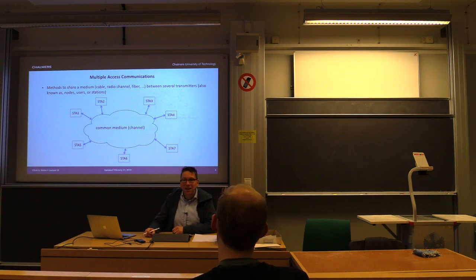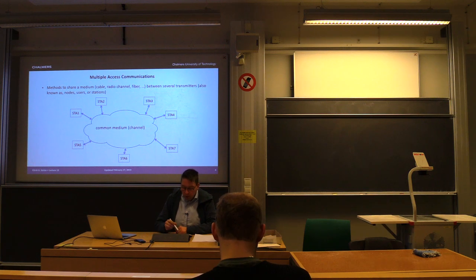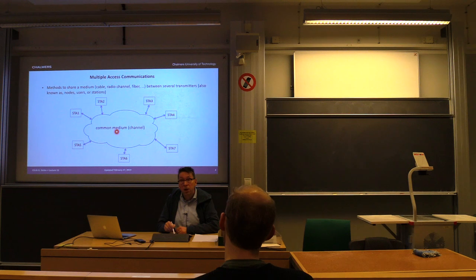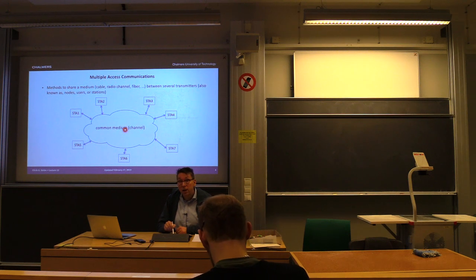Anyways, I think you get the idea, right? So we have many transmitters, a shared medium. How should we organize all these transmissions? Because typically what we would like to avoid is that several transmitters are using the medium at the same time, because then these signals will collide and they could be confused by the receiver. Okay, so that's the goal.